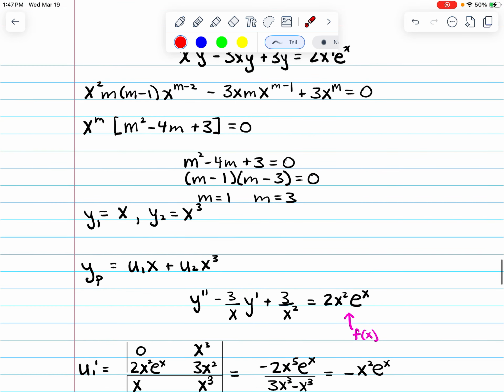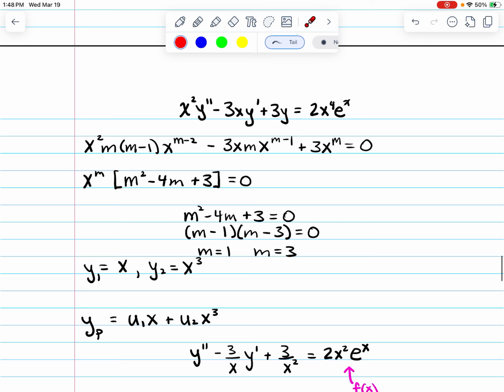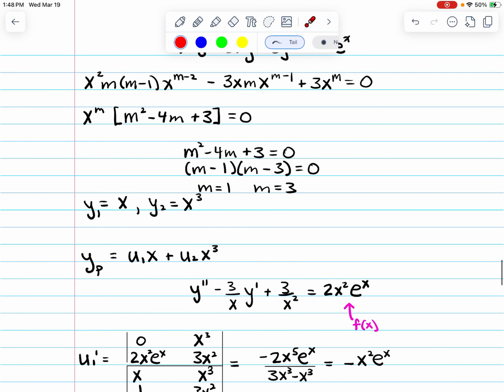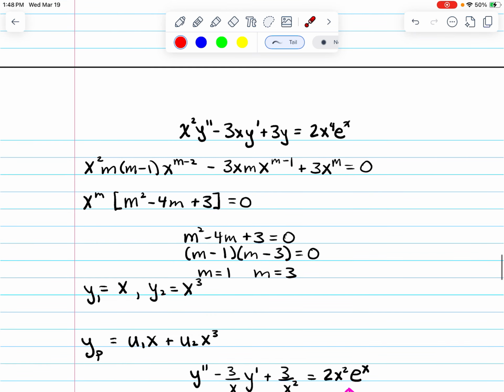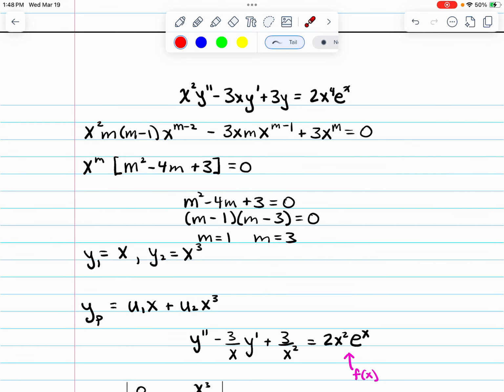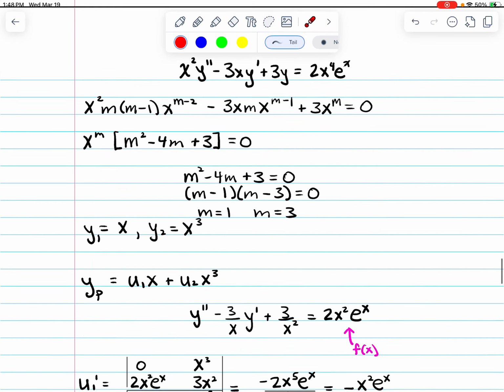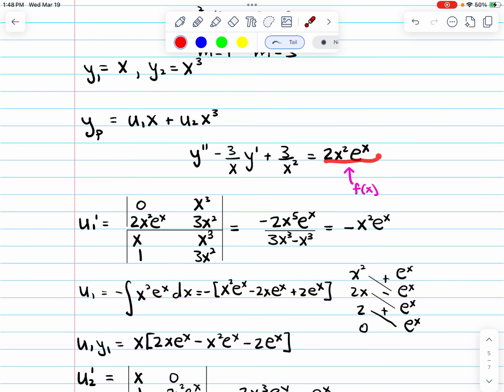So I'm going to take my solutions here and say, okay, here's my particular solution for some u1 and some u2. Now, I'm going to use variation of parameters, and here's what I need to do. I need to divide out the x squared. So notice here I'm dividing out the x squared, and I get 2x squared e to the x to be my f function. I just divided out the x squared, and I get this.